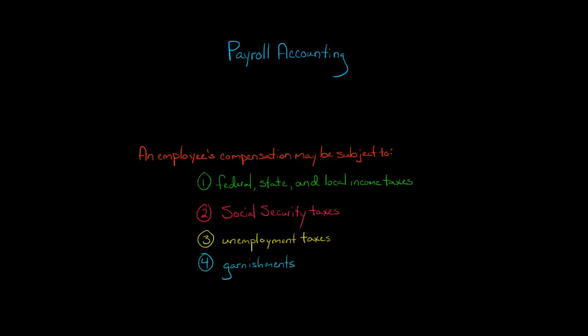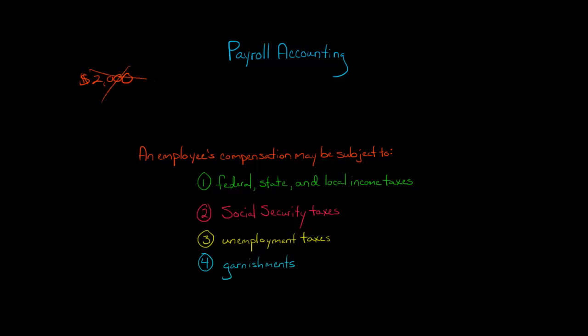In this video, we're going to discuss the basics of payroll accounting. So when an employee works for a company and earns $2,000 of wages or salary, you might think it's simple for the company to just debit wages expense for $2,000 and credit cash for $2,000. But it's not that easy.